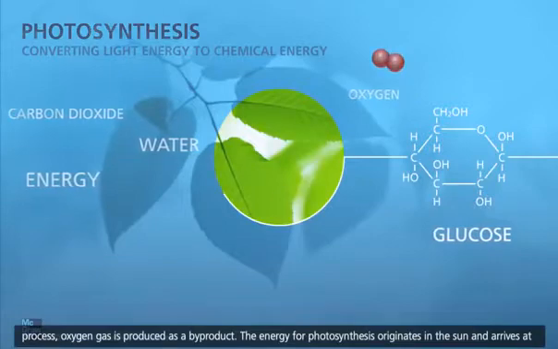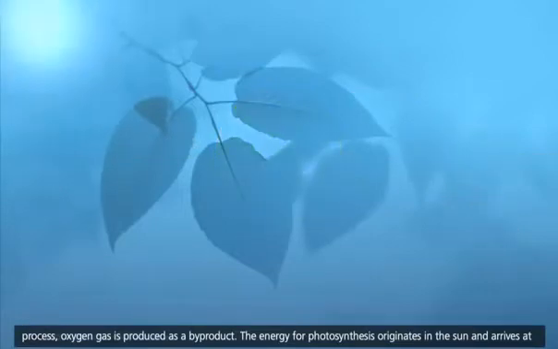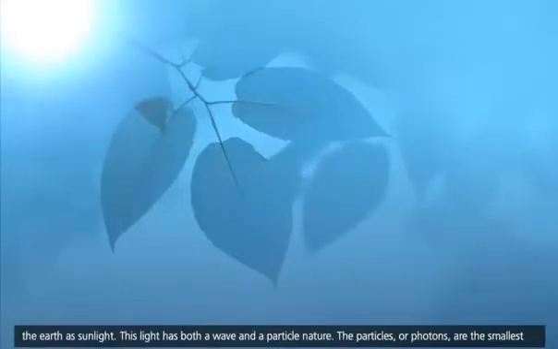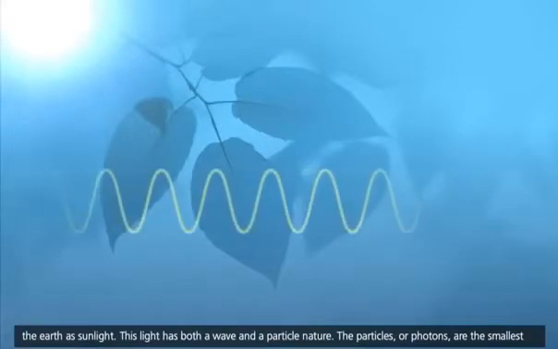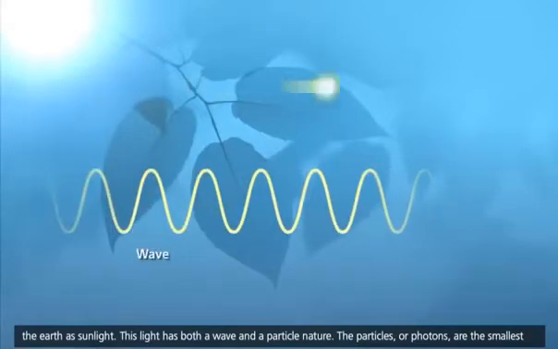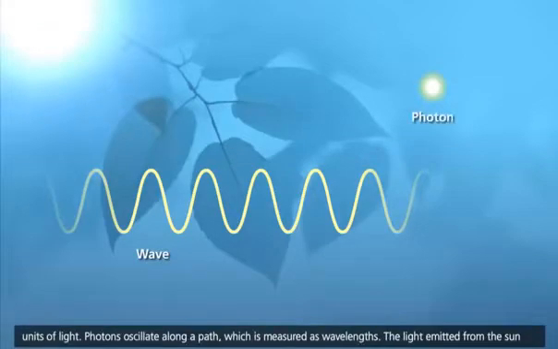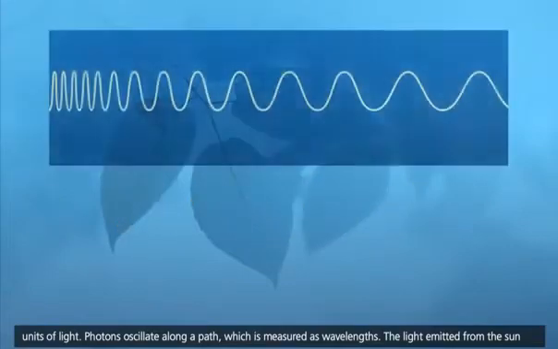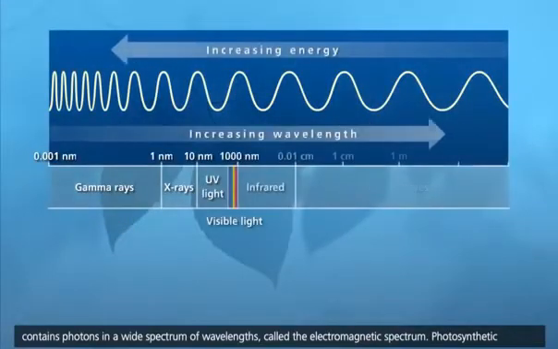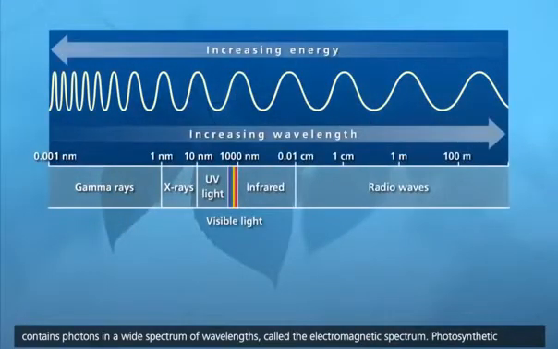The energy for photosynthesis originates in the sun and arrives at the earth as sunlight. This light has both a wave and a particle nature. The particles, or photons, are the smallest units of light. Photons oscillate along a path, which is measured as wavelengths. The light emitted from the sun contains photons in a wide spectrum of wavelengths, called the electromagnetic spectrum.